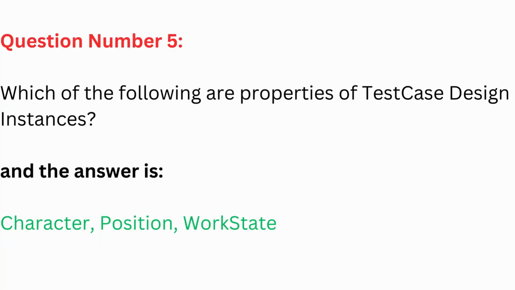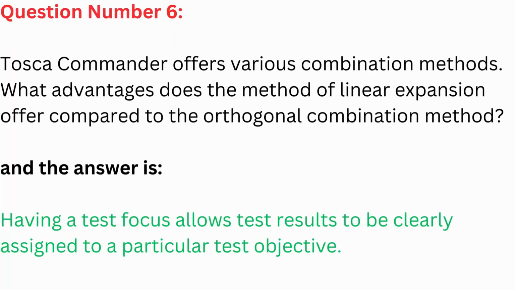Question number 5. Which of the following are properties of test case design instances? And the answer is: character, position, work state. Question number 6. Tosca Commander offers various combination methods. What advantages does the method of linear expansion offer compared to the orthogonal combination method? And the answer is: having a test focus allows test results to be clearly assigned to a particular test objective.